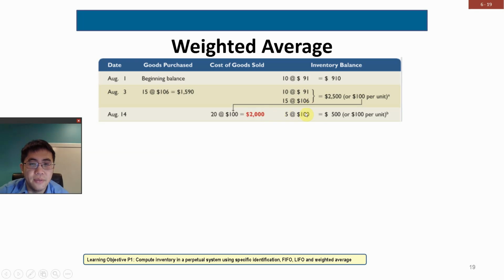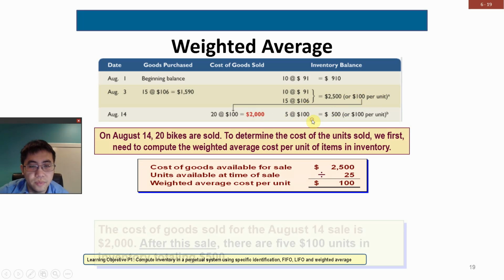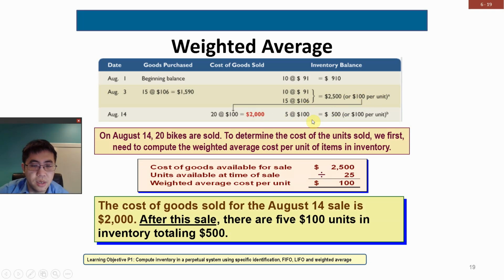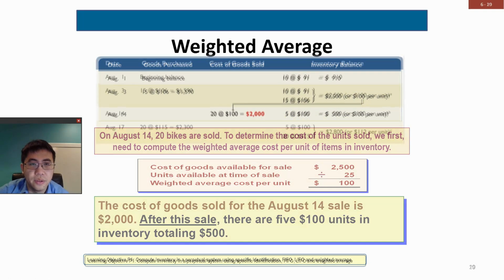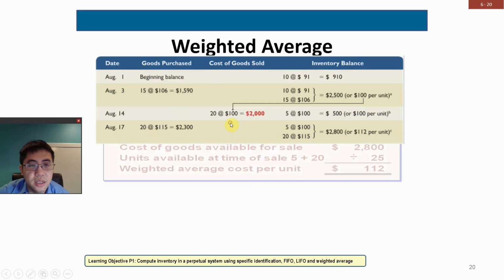And you know you have 5 units remaining. After 20 is gone, you still have 5. And then if you count the inventory balance in dollar amount, you're going to again use the cost per unit by the remaining number of units. Okay, so these are the calculations you need to follow. And then we'll make the second sale.